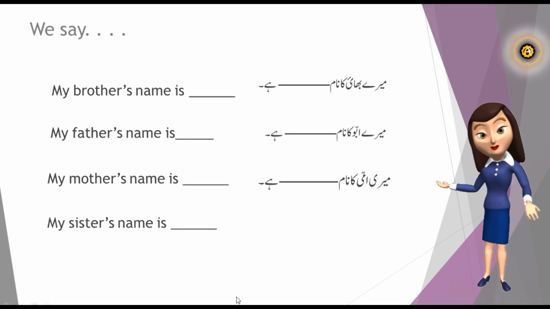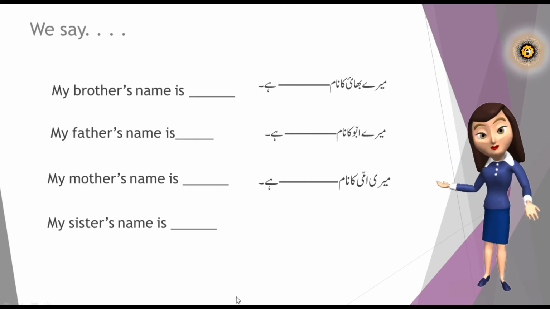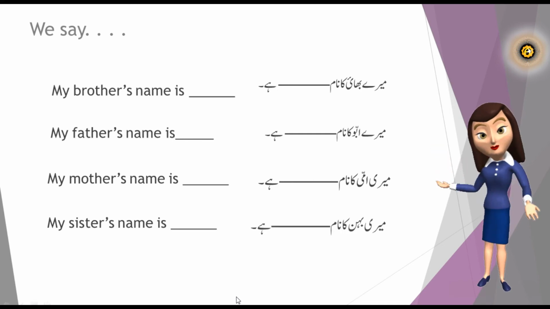My sister's name is Kiran. So here, sister is also a girl. So in Urdu, we are going to say Meri. Okay? So we are going to say, meri behen ka naam dash hai.